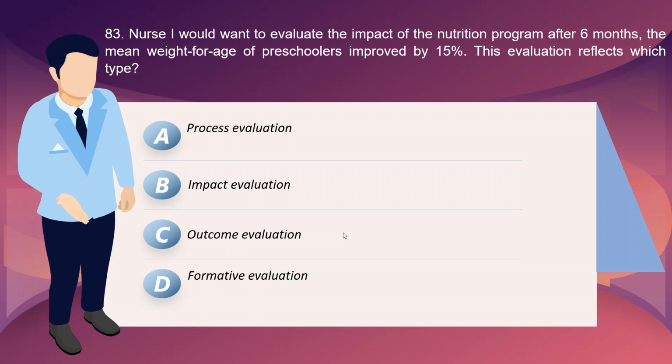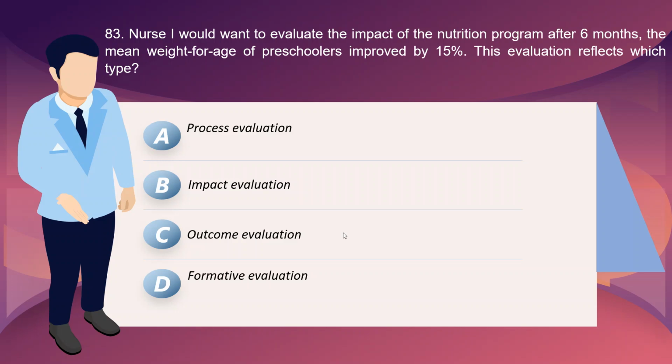Then for the outcome evaluation, that is long term, probably you focused on presence of mortality. That is part of weight gain that is present in 6 months. Formative evaluation is specific for school evaluation. So number 83, the best answer is letter B, impact evaluation.